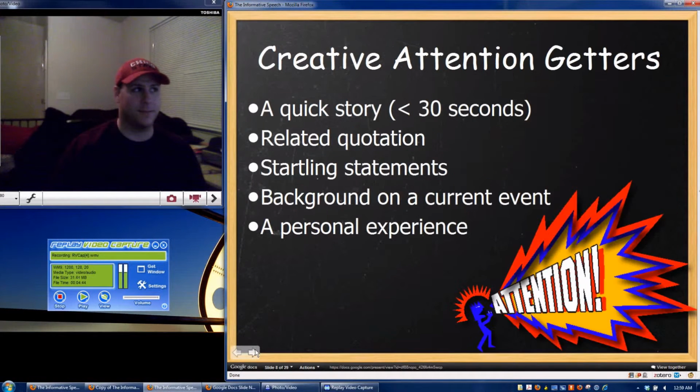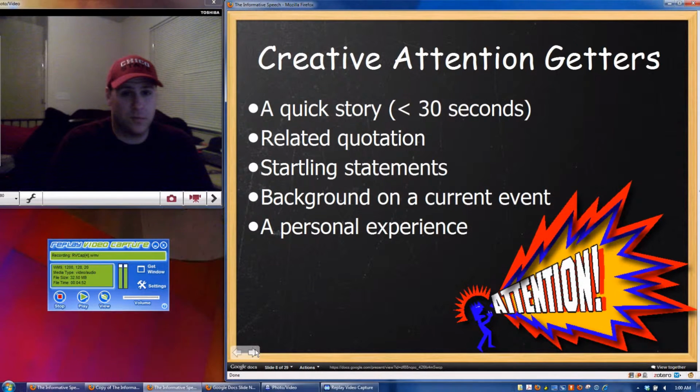Let's break that down. This was a bit of a problem in our storytelling speeches, and I think it's something that we can improve upon as we move into our informative and persuasive speeches. You want to have a creative attention getter. Now, the attention getter is designed to intrigue your audience members and motivate them to listen to you effectively for the entirety of your speech.